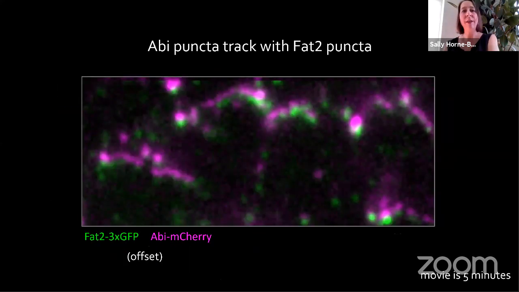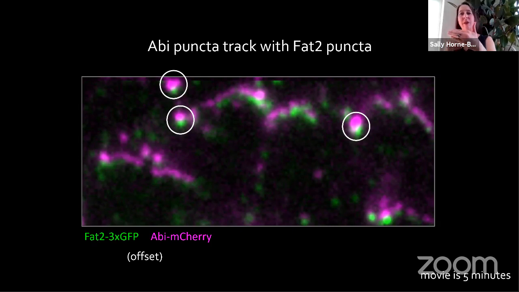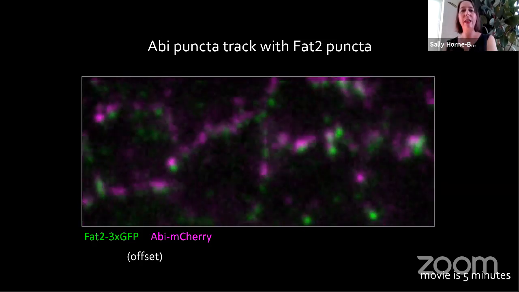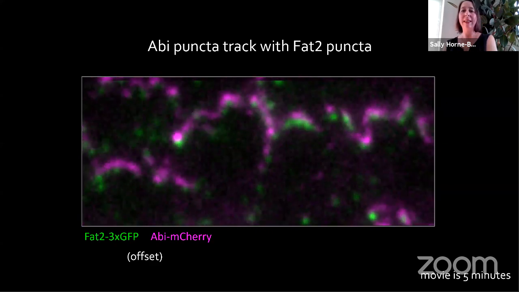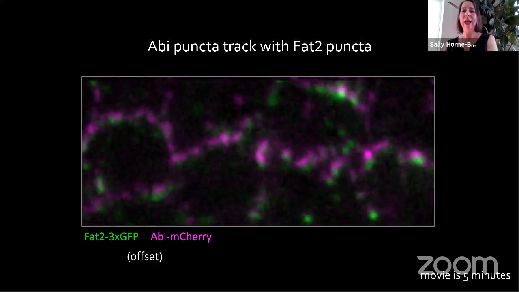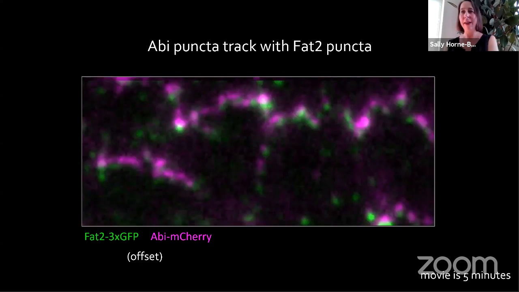But this localization between FAT2 and ABI is actually even easier to see live. So I'm going to start out drawing your attention to 3 of these green FAT2 spots that are next to the pink ABI spots. And I'm going to just tell you that the signals in this movie have been slightly offset vertically so that you can better see the correspondence between them. And now as the movie plays, I think it becomes quite clear that each little green spot of FAT2 is being chased down the screen by a little pink spot of ABI.